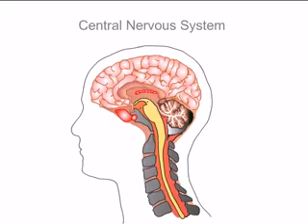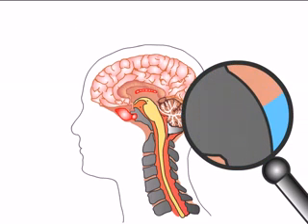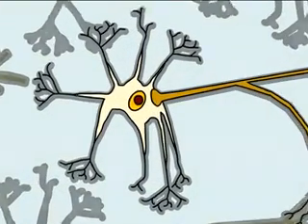The central nervous system includes the nerves of the brain and spinal cord. The peripheral nervous system includes sympathetic and parasympathetic nerves and motor nerves, which innervate skeletal muscle.